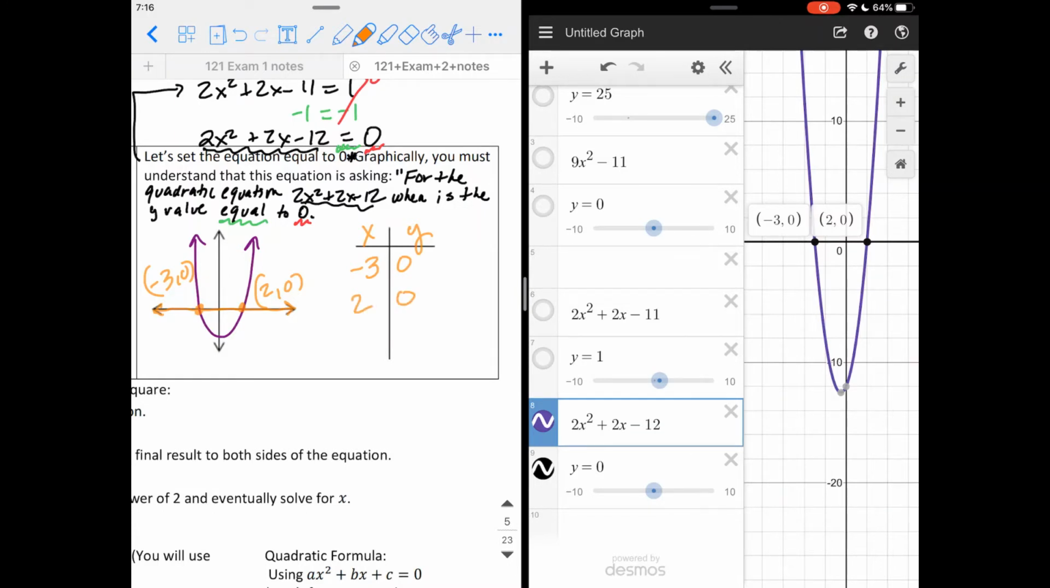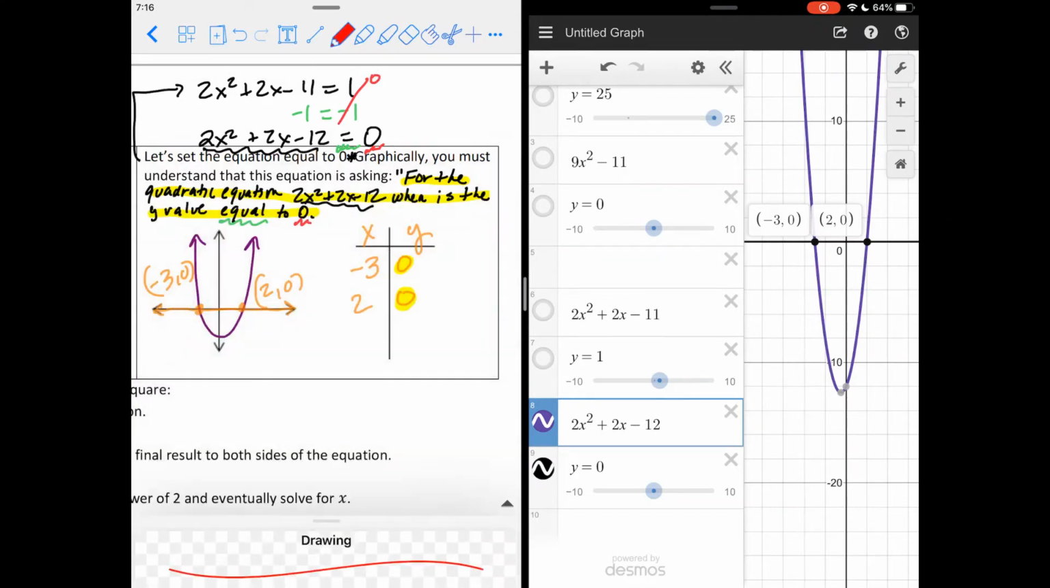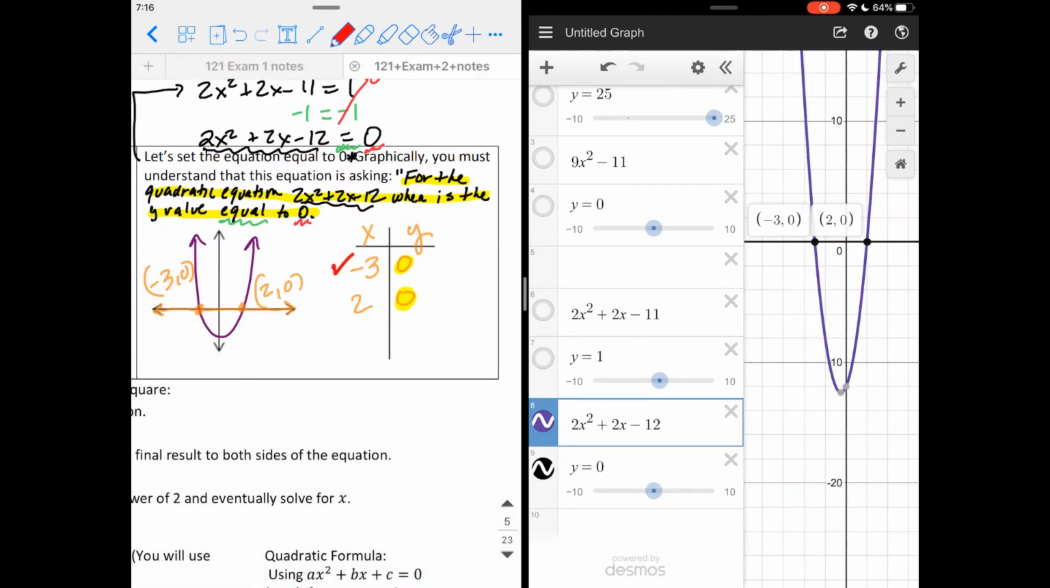So let's go back and read the question. It says, for the quadratic equation 2x squared plus 2x minus 12, when is the y value equal to 0? So here my y value is equal to 0. And when is that going to happen? Well, my answer is going to be when x is equal to -3 and when x is equal to 2.